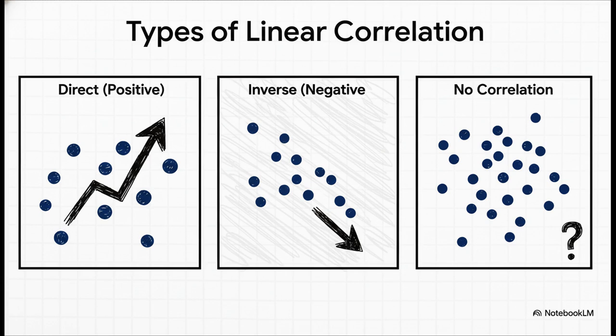When you look at that scatter diagram, you're usually looking for one of three main patterns. First is a direct or positive correlation. That's when the dots trend upwards, kind of like they're climbing a hill. As one thing goes up, the other tends to go up too. Think height and weight. Then you've got the opposite, an inverse or negative correlation, where the points trend downwards. And finally, you might just see a random cloud of dots. That's no correlation. There's just no clear pattern at all.